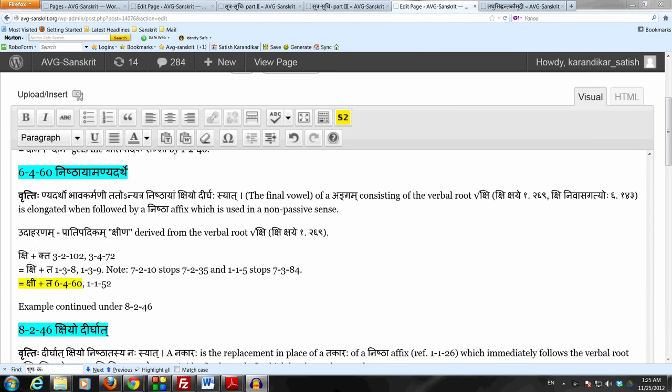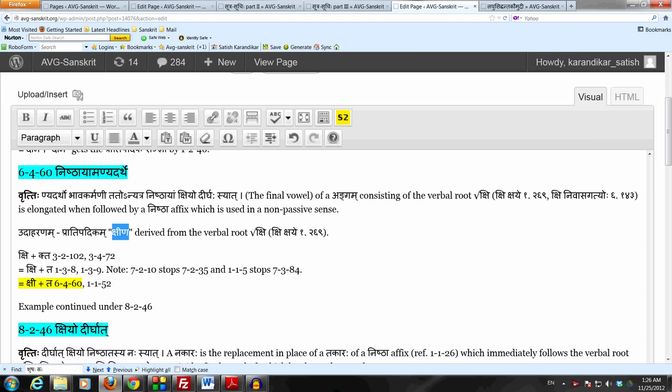Let us now take a look at this verbal root kshi. In the Dhatu Patha, there are two of them: kshi kshaye, the bhvadigana, and also kshi nivasagatyoho, the tudadigana. So let's see what happens when we add the nishtha affix kta to this verbal root, and we will try to derive the form kshina, the pratipadikam kshina. Let us try to derive that.